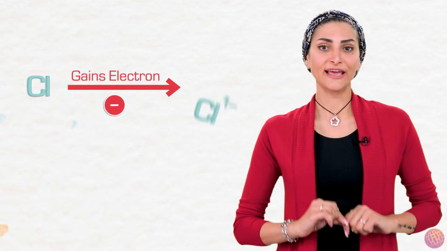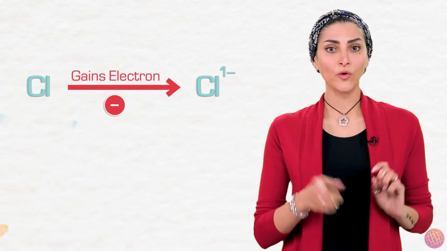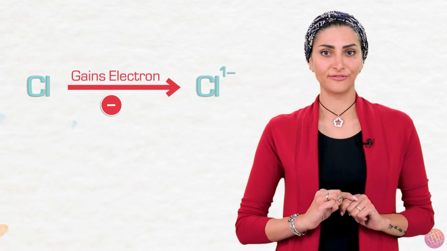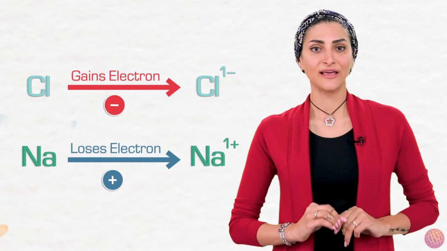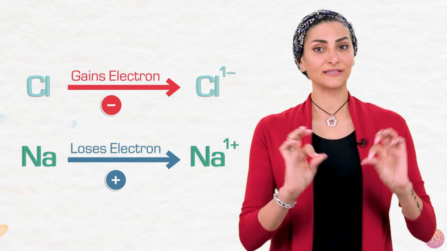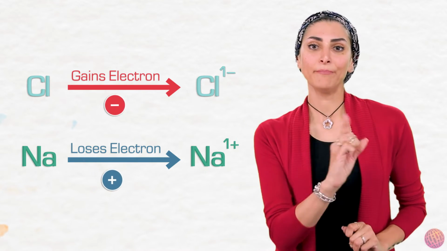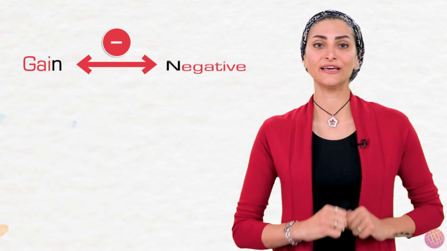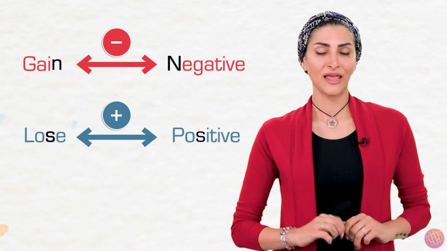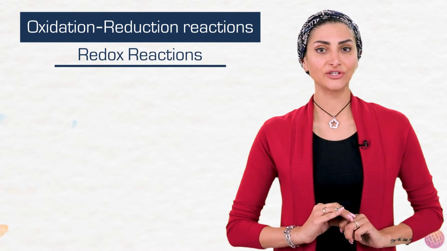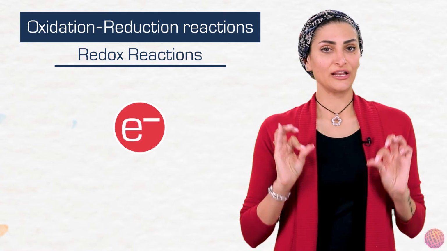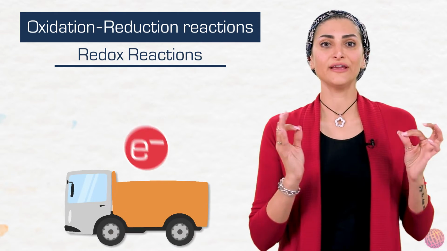When an atom gains electrons, it becomes negative, as it will have more negative charges than positive. But when an atom loses electrons, it becomes positive, as it will have more positive than negative. Remember it like this: gain negative and lose positive. An oxidation-reduction reaction, or a redox reaction, is a reaction which involves the transfer of electrons.